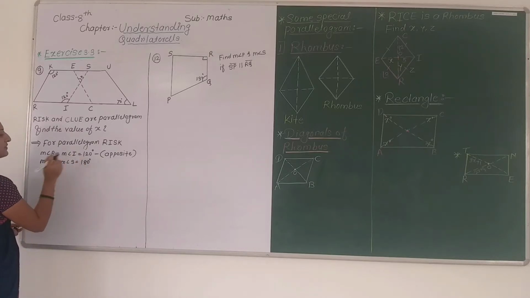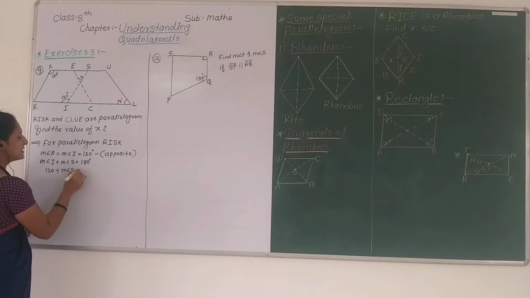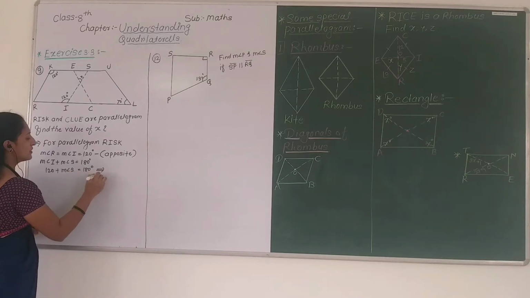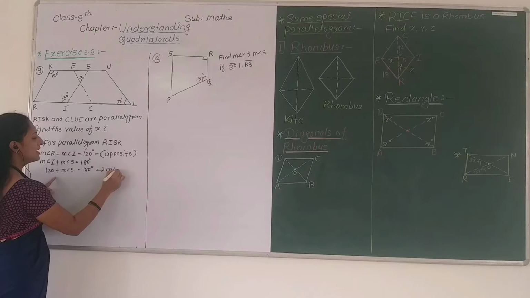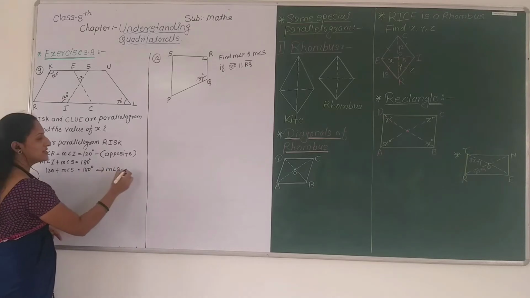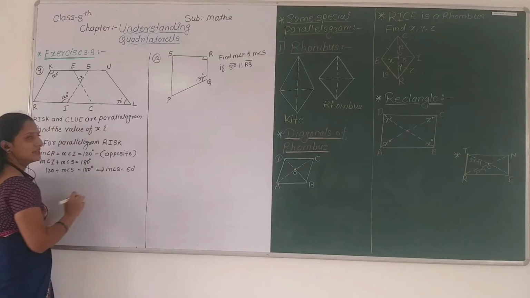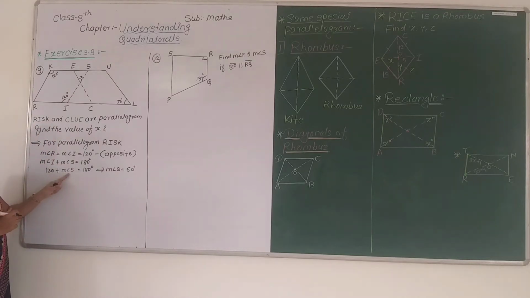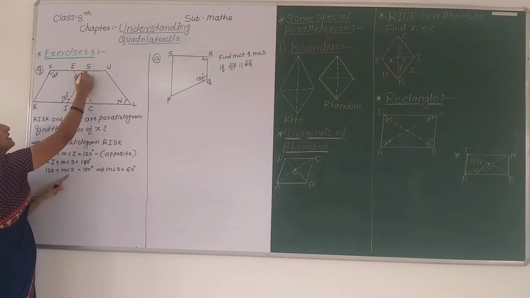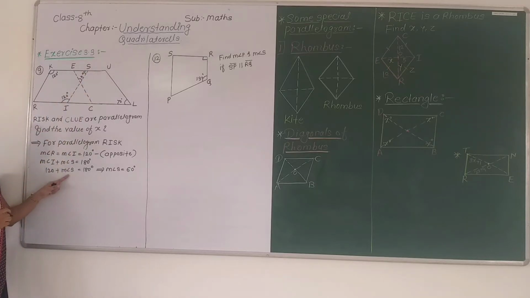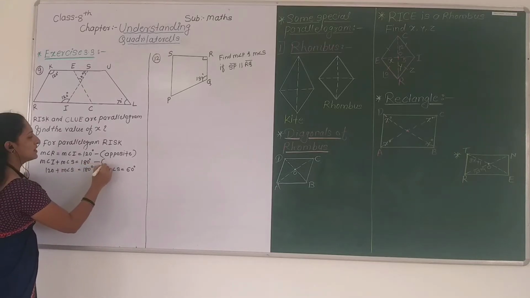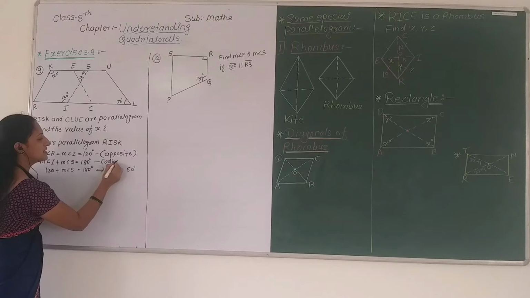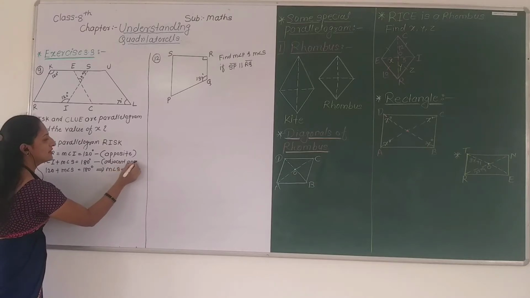So measure of angle R is 120 degrees. Therefore, I can write 120 degrees plus measure of angle S is equal to 180 degrees. So here we get measure of angle S is equal to 180 minus 120, that is 60 degrees, right? So angle S is 60 degrees, since they are adjacent angles.